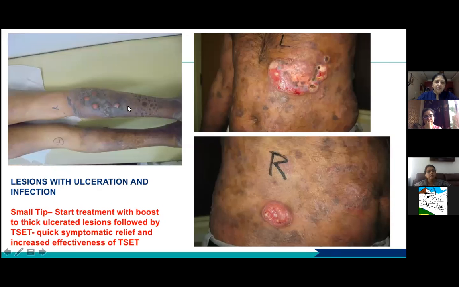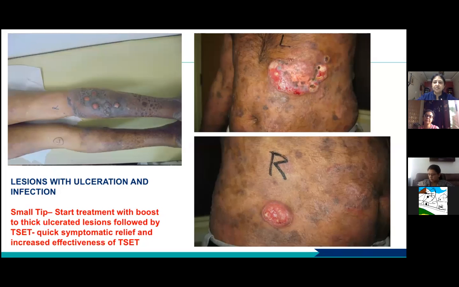This was another patient. He had presented with multiple ulcerated lesions over the back, and the condition of the skin of the back was quite bad. This was another gentleman. He had a lesion which had ulcerated, multiple lesions which had ulcerated. So as I mentioned earlier, my small tip to everyone is that if you see any patient who has nodular, thick, ulcerated lesions, hold TSET. Once you achieve a diagnosis, start treatment with a boost to these lesions first.